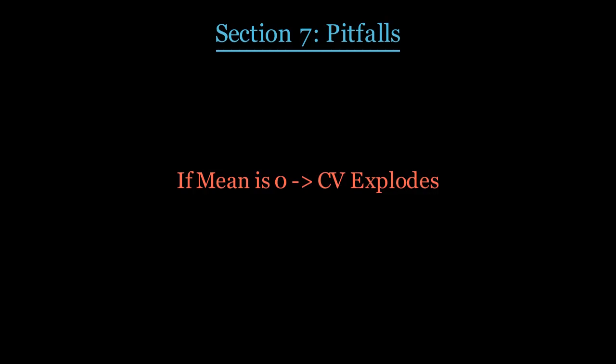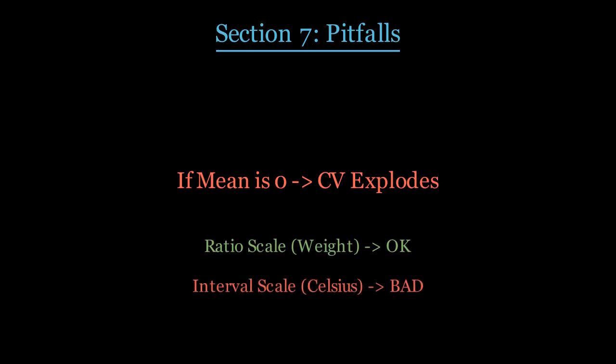Section 7. Interpretation and critical pitfalls. However, the CV is not a magic wand. It has a major Achilles heel, the mean. If the mean is 0 or very close to 0, the CV will approach infinity or become extremely sensitive to tiny changes, making it useless.